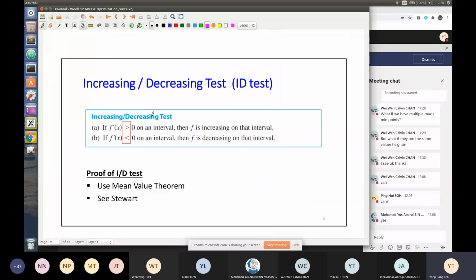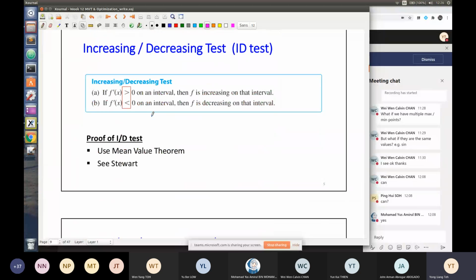So the increasing or decreasing test is also known as the first derivative test. Okay, because this is a first derivative. So therefore, let me just write here, first derivative test.